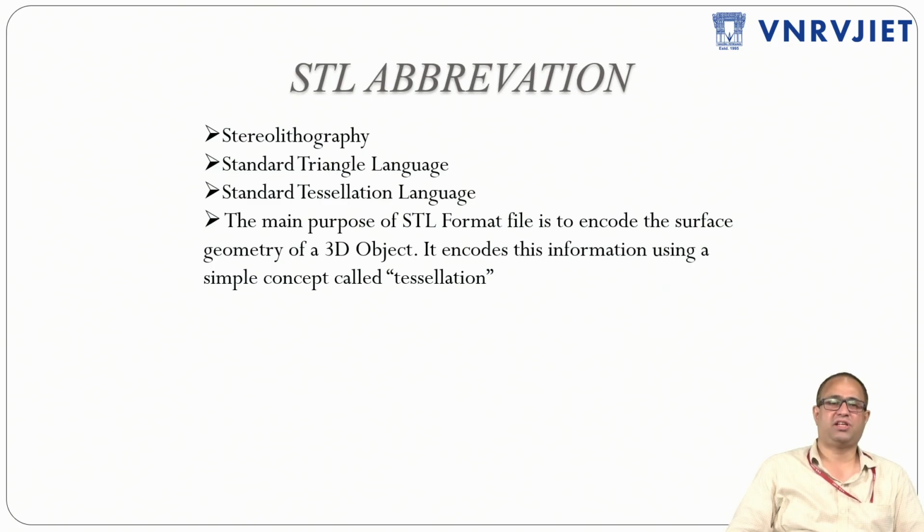Now, coming to the case of STL abbreviations, what are the different abbreviations we can call STL? It can also be called stereolithography, standard triangular language, and standard tessellation language. As I told you, the main purpose of the STL file is to encode the surface geometry, which means all the information is going to be tiled by a series of triangles. In simple words, that is called tessellation.